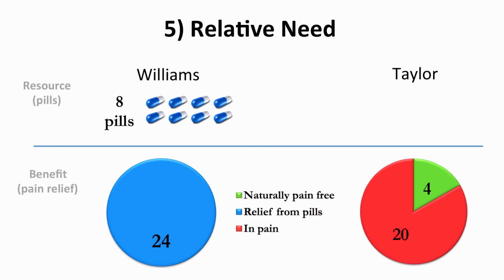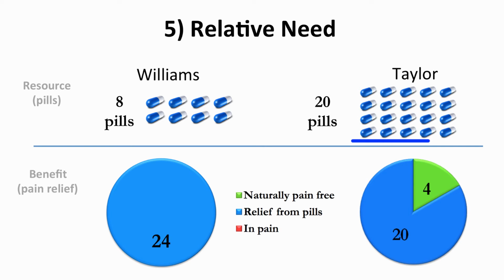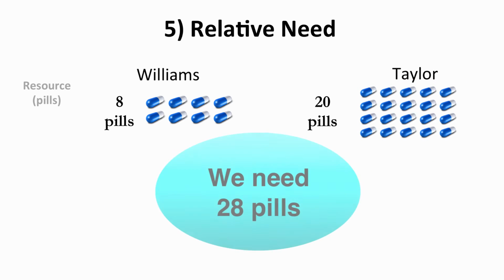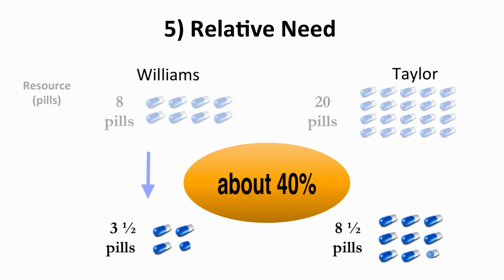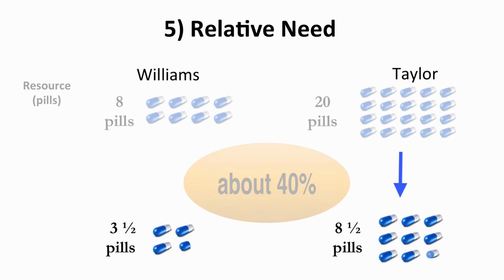Taylor, on the other hand, is naturally pain-free for 4 hours a day, and because he gets 1 hour of pain relief per pill, he would need 20 pills to be pain-free all day. So overall, in order to make Williams and Taylor both completely pain-free, we would need a total of 28 pills. But we only have 12 pills, which is about 40% of the 28 pills we need. So we need to divide the pills proportionally and give each person about 40% of the pills he would need individually. That means that Williams gets about 40% of the 8 pills he needs, which is 3.5 pills, and Taylor gets about 40% of the 20 pills he needs, which is about 8.5 pills.